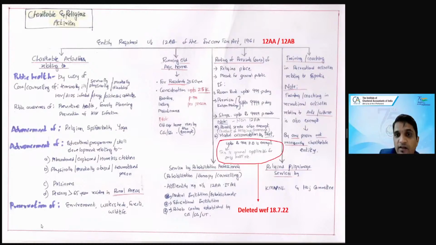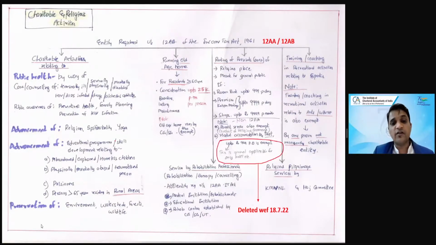And then training and coaching: if a charitable organization is providing training and coaching in recreational activities relating to arts and culture, it is exempted. But if anybody else who is not a charitable organization provides recreational services in arts and culture, that will become completely exempted. Okay.